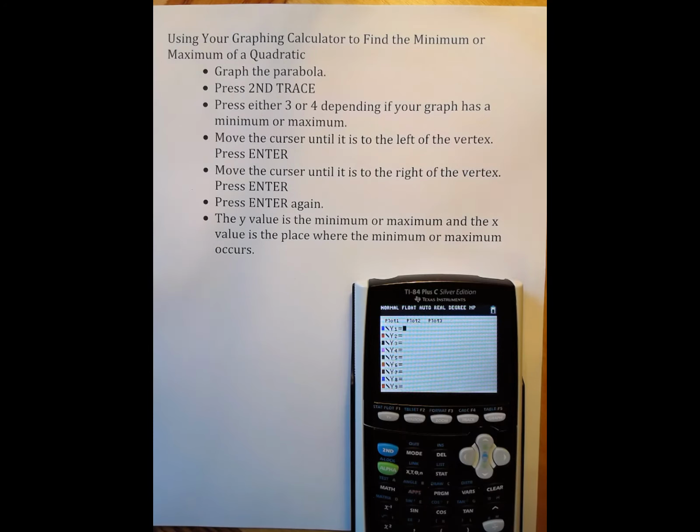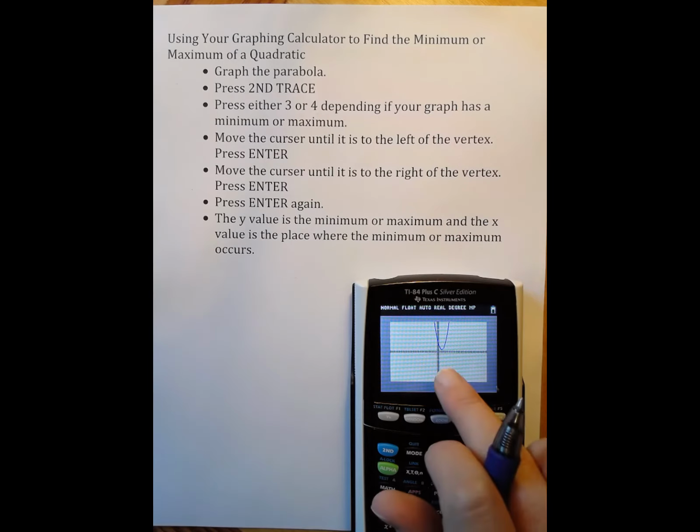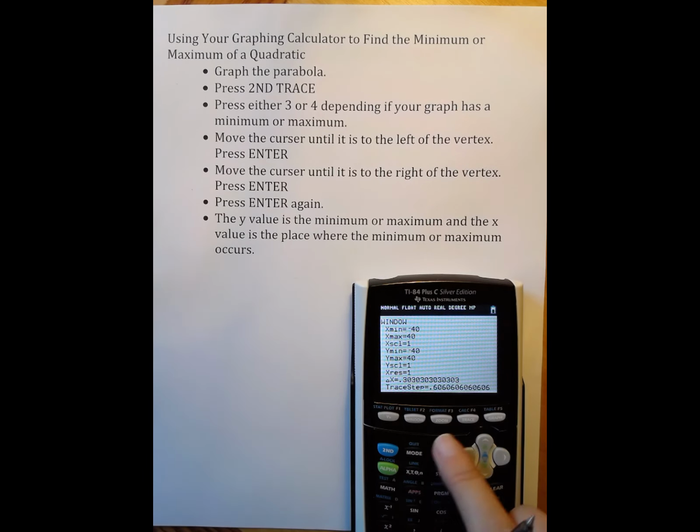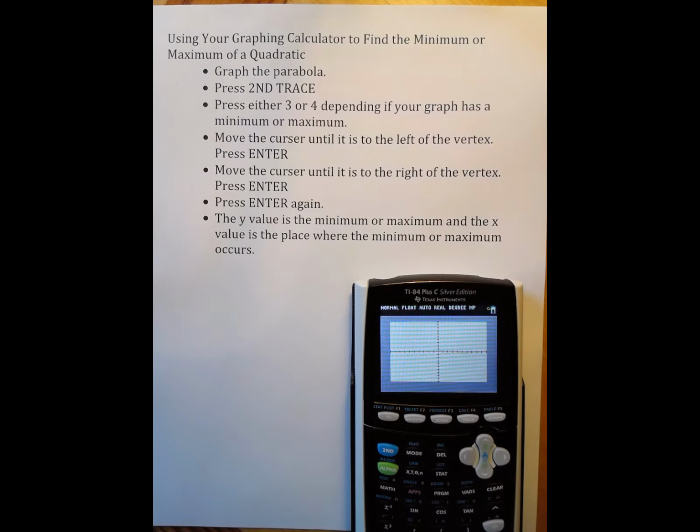You graph whatever parabola you're trying to graph. So let's say x squared minus 6x plus 12. Graph it. My window here is a little off, so let's go to zoom, and we'll go to standard, and see if that gives me a slightly better picture. Okay, that looks pretty good.